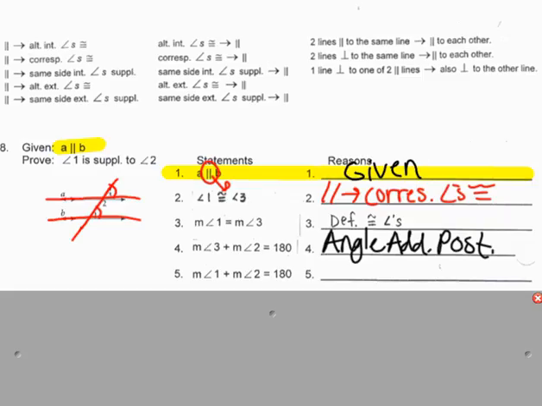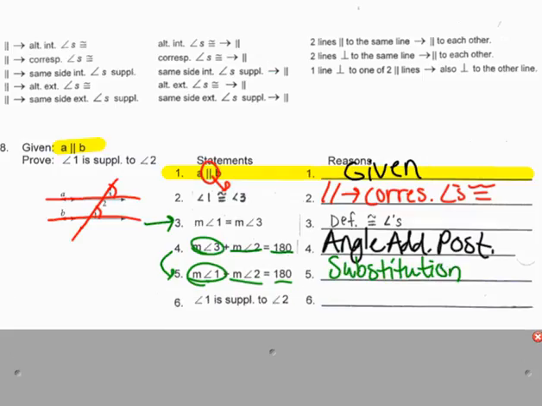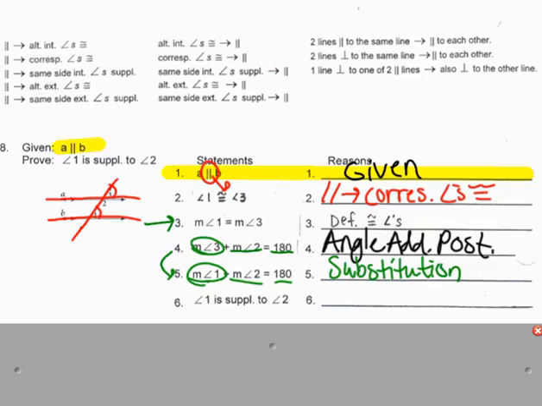Okay. Now from 4 to 5. What changed? It's almost the same. Because they still have 2, they still have the 180. This changed because they're equal. So that's substitution. And what do we have? 180 to supplementary. Vocab. So they add up to 180, then they're supplementary. That's definition of supplementary angles.